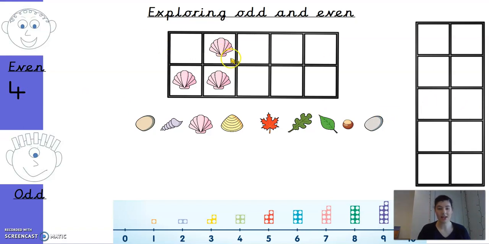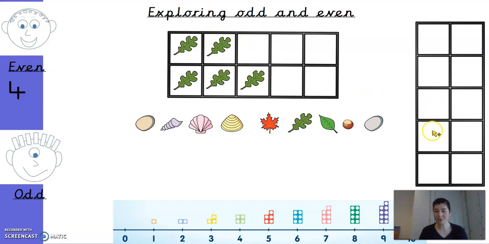Okay, let's try another one. I'm going to just get rid of our shells so we can do another number. The next number we're going to do is number 5. So this time I'm going to use leaves. I'm going to go 1, 2, 3, 4, 5. Ooh, what can you see? Are there the same number on the top as there are on the bottom? It's not, is there? There's 2 here, 2 here, but only 1 here.